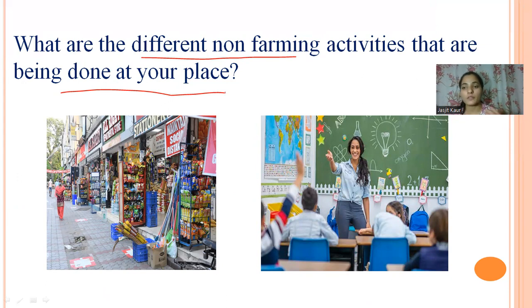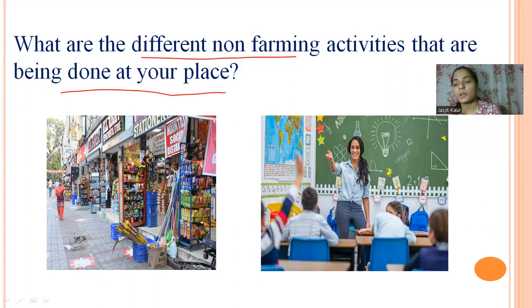Now I will tell you about my place. In my place, some of the people are engaged in agriculture. Apart from agriculture, if I talk about non-farming activities, people are engaged in the service sector, because most of the people here are working in the teaching line, or some of them are working in private offices, and some of them also have their own shops.